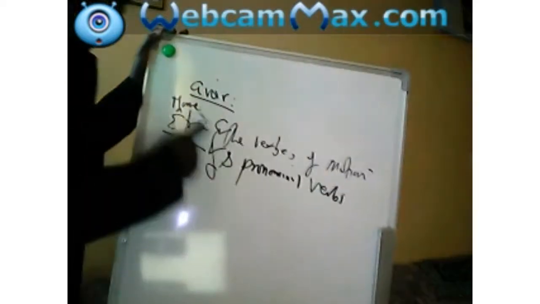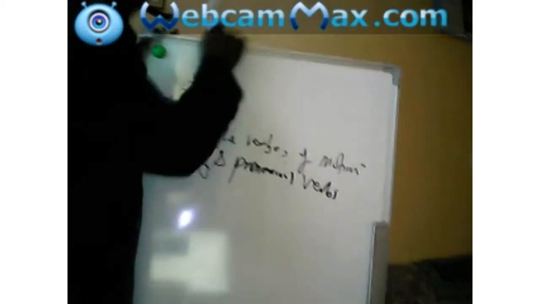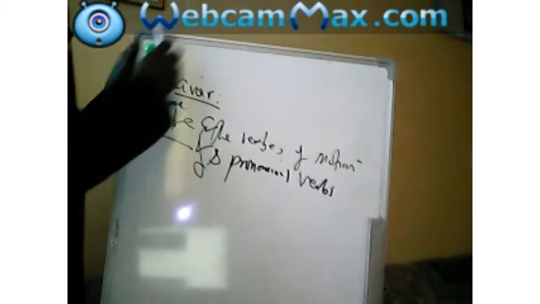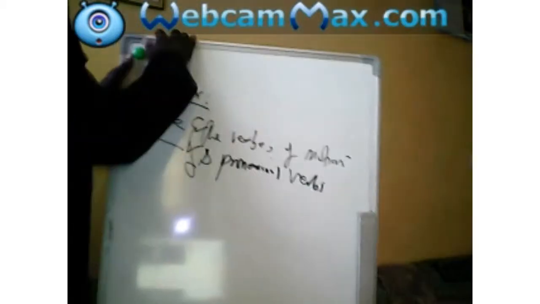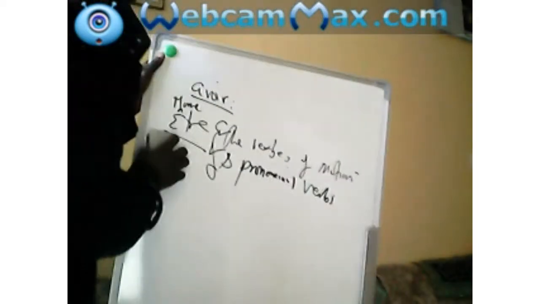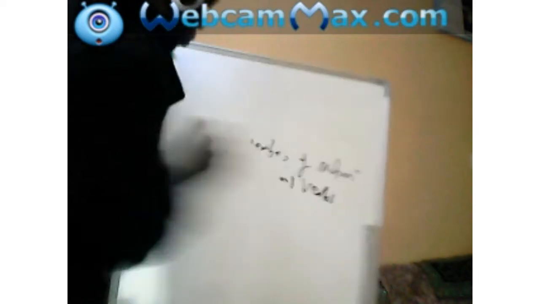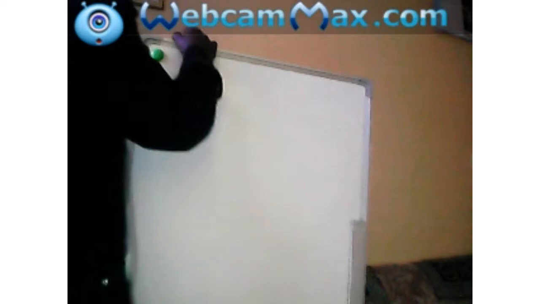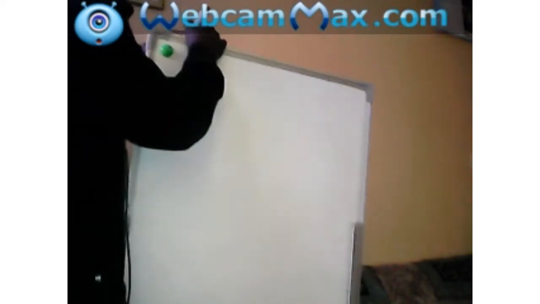But now, what are the verbs of motion? That is what I want you to note down. Then we just call it an evening, unless you have a question. We have pronominal verbs and verbs of motion. There are 14 verbs. You must know them.